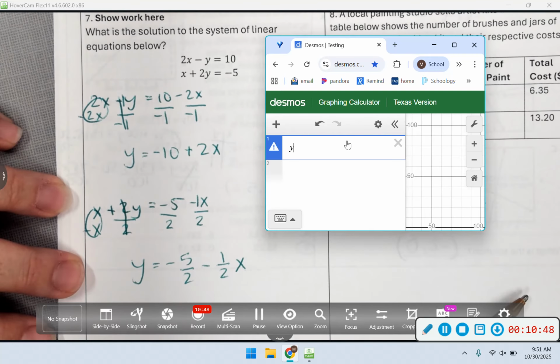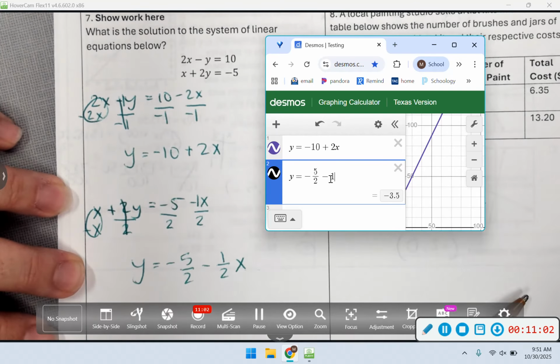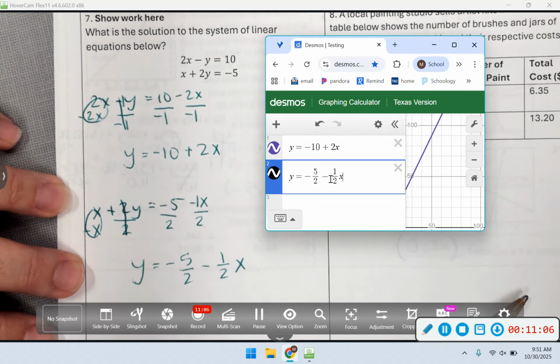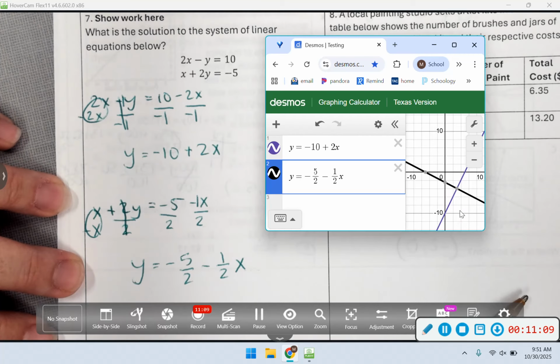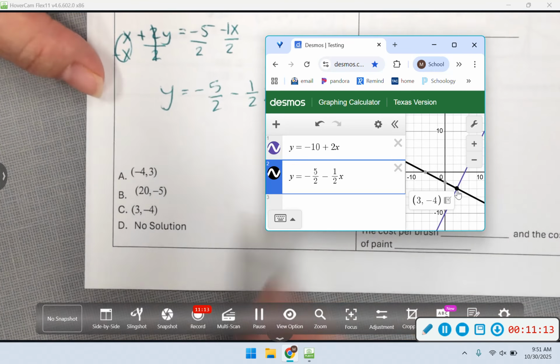So y equals negative 10 plus 2x, and then we have y equals negative 5 over 2 minus 1/2 x, and we're going to see where they touch, which is right here. So we get (3, negative 4), which is an option, that is C.